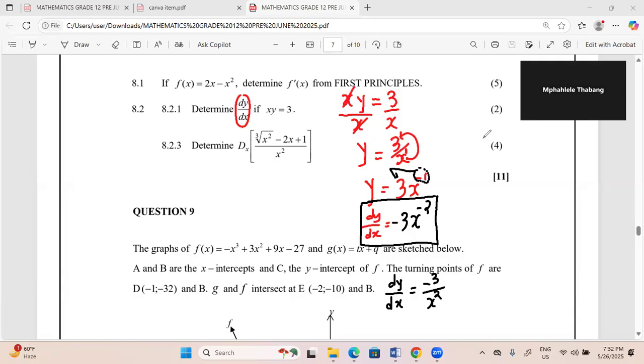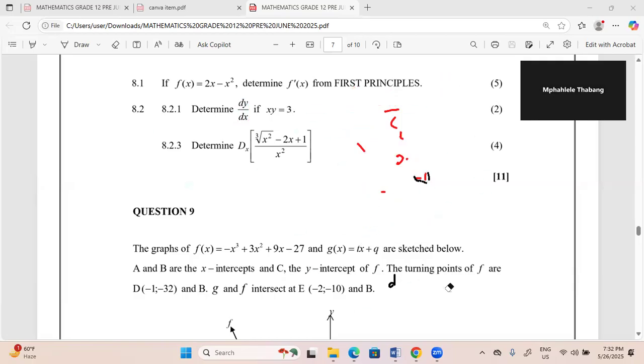Okay, that was 8.2.1. So I want us to find the derivative with respect to x on 8.2.3. Okay. Firstly, on 8.2.3, I cannot rush into deriving as long as I have the root. So I have to remove the root first.